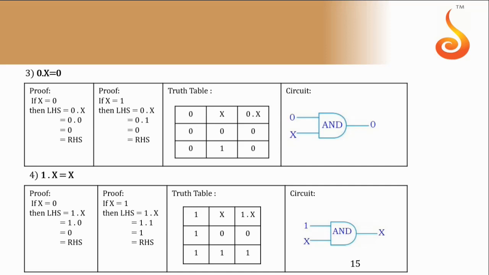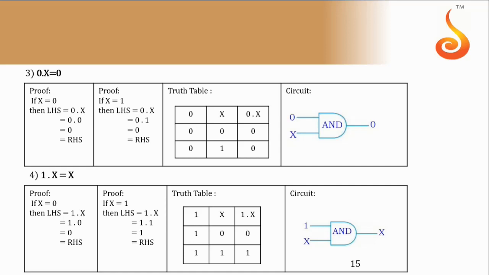Once you have 0 dot x, when you are doing a dot operation or the multiplication, logical multiplication, the output would be 0. The next one is 1 dot x is equal to x. Whatever is the value of x, that would be the output.